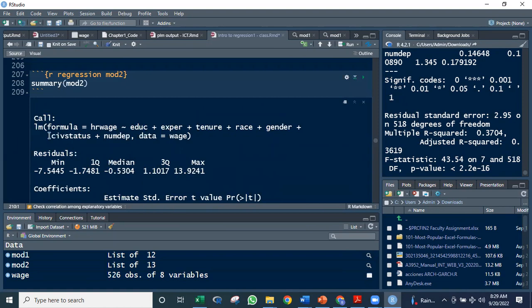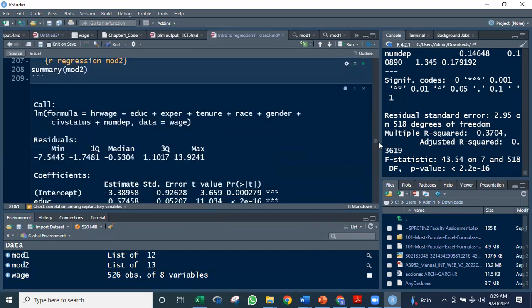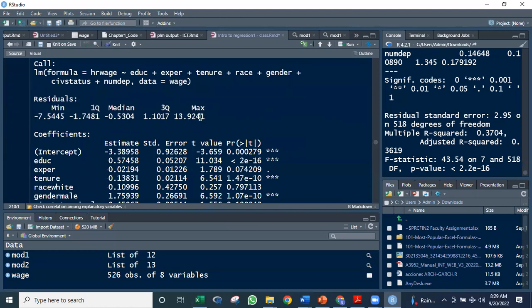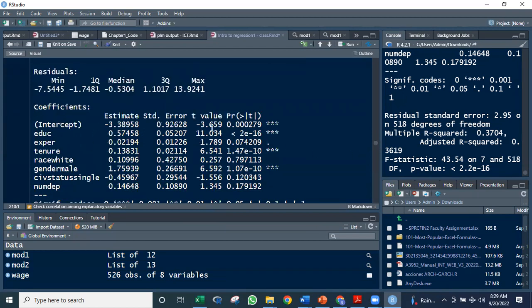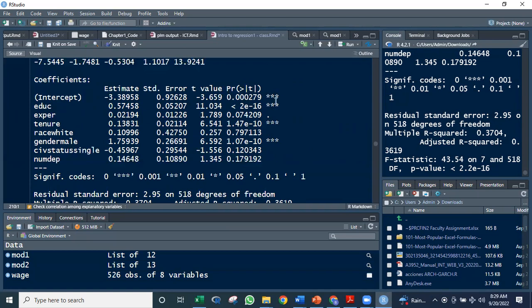So this is the formula that we placed: hourly wage regressed on all your variables, data is equal to wage. Then we have some stats about the residuals, the minimum and the maximum residuals. And then you have the regression output here, which is what you met in your previous subjects. So you have your intercept, the value is negative 3.38, and it's statistically significant at 0.001. How do I know it's 0.001? The three stars here represent this one. So it's significant at the 0.1% level of significance. This one is a dot, which means it's significant if you're using a 10% level of significance. So this is three stars, and the rest are not significant.